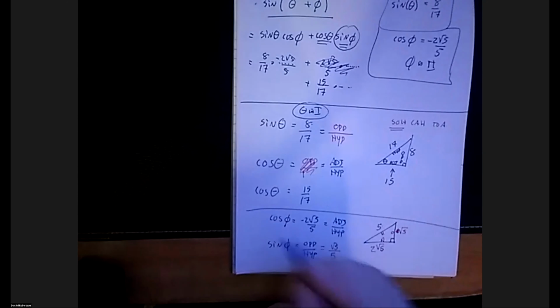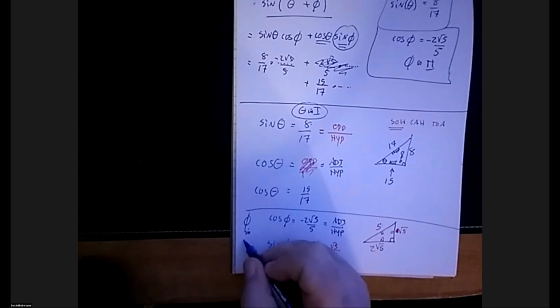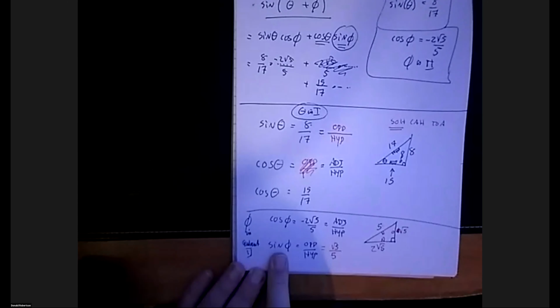Oh, last question. Phi is in quadrant 2. So if you've got an angle in the second quadrant, will the sine be positive or will the sine be negative? Second quadrant sine.